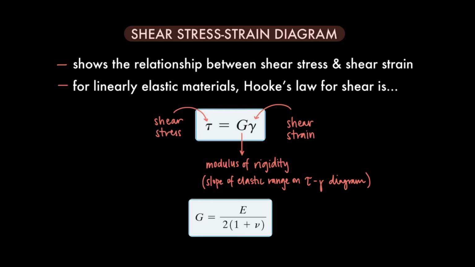We've now reviewed three different mechanical properties of materials: the modulus of elasticity, the modulus of rigidity, and Poisson's ratio. If you know 2 out of the 3 values, you can use the bottom equation to find the third value.